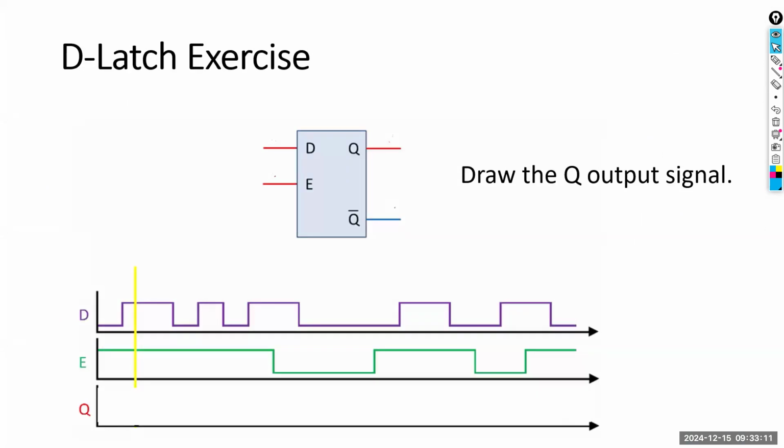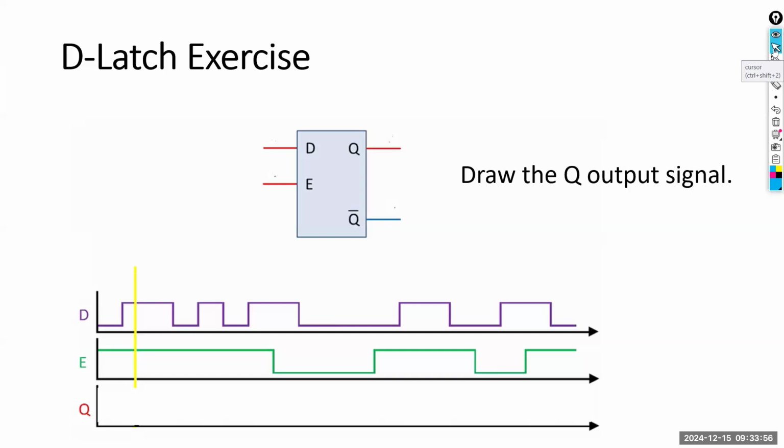Do this exercise. Draw the Q output signal. Again, you can assume that initially Q is 0. It's a D latch, and one of the properties of a D latch is that it follows the input. So when D is 1, Q is 1. When D is 0, Q is 0. Just keep that in mind. That will make it easier and faster for you to draw the output.